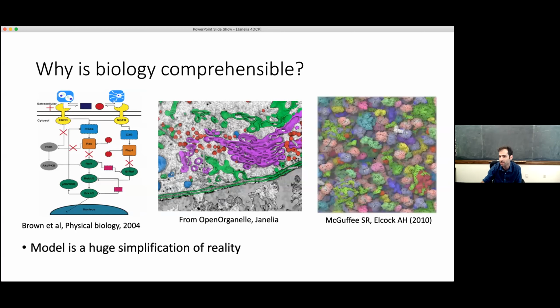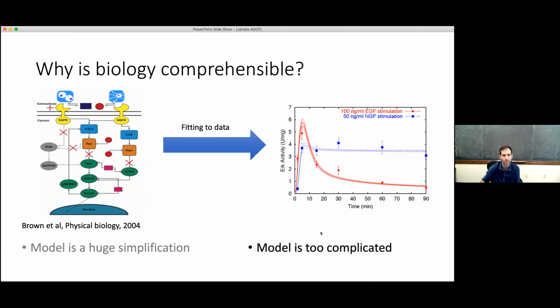I also like this picture, which shows another piece which isn't in this, which is that there's a huge diversity of proteins in the cell. Many of these are also interacting with the components in this cascade in ways that are not at all in this model. Okay, so that's one view, but I think when physicists view this, often they get a very different impression, which is that this model is actually way too complicated.